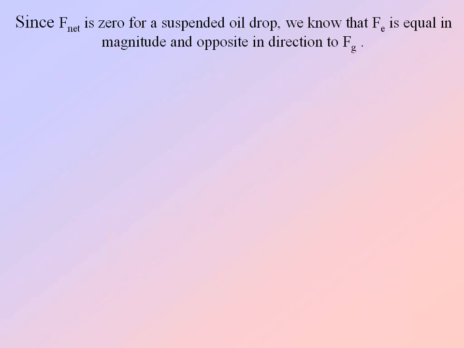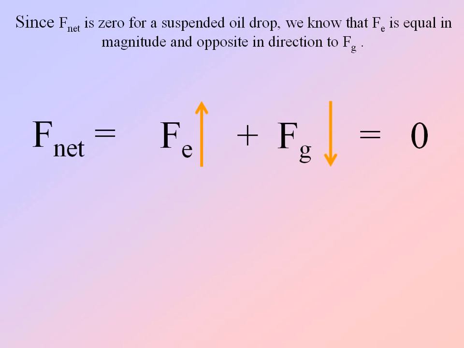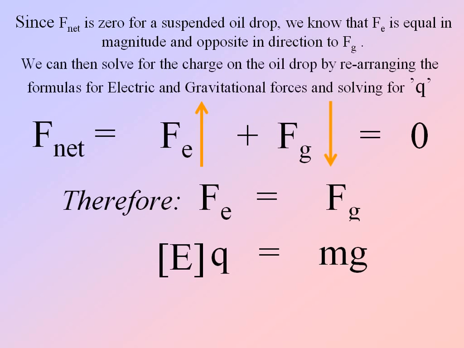Since Fnet is zero for the suspended oil drop, we know that Fe is equal in magnitude and opposite in direction to Fg. And therefore we can write electric force up is equal to gravitational force down. The electric force is equal to the product of the electric field strength times the charge on the oil drop. The gravitational force is equal to the mass of the oil drop times the acceleration of gravity, 9.81 meters per second squared.